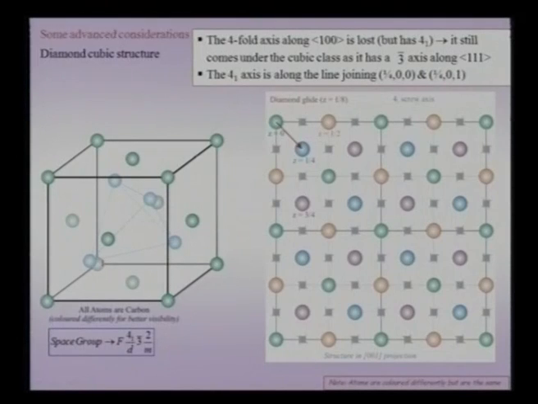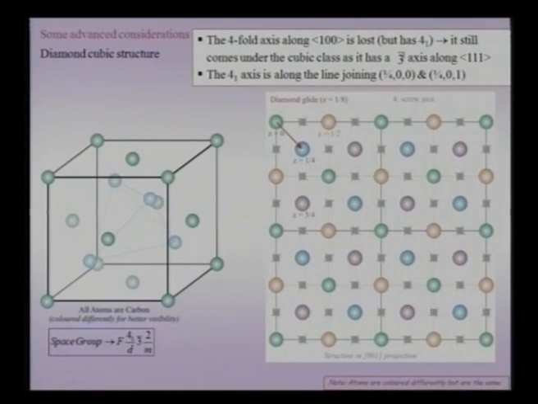Now, these are some advanced considerations, and there are a few things out of this we need to focus upon. The remaining can be left for later study. The important thing I mentioned is that this structure does not have a true 4-fold axis, and still it comes under the cubic class. The reason it still comes under the cubic class is because it still has a 3-bar axis.